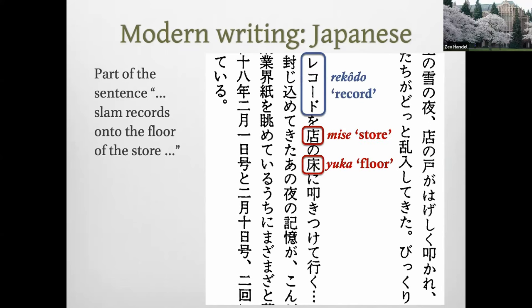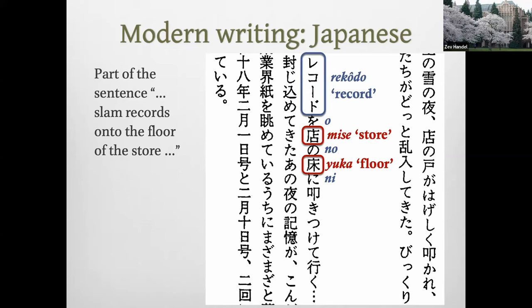Here are some full form Chinese characters used for their semantic value to write Japanese root words that have the same meaning as the Chinese characters do in Chinese. And here are some cursivized Chinese characters. They're used for their sound value only to write the grammatical bits after these nouns.